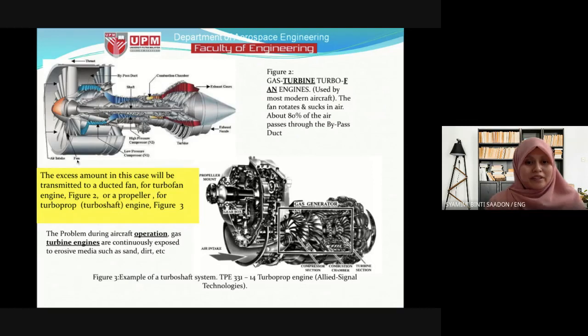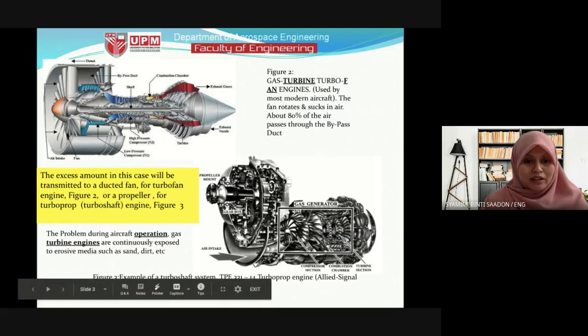The excess air in this case will be transmitted to a ducted fan for a turbofan engine, as I said just now, and for a turboprop or turboshaft engine, the excess air will go through the propeller, the turboprop for helicopter engine.